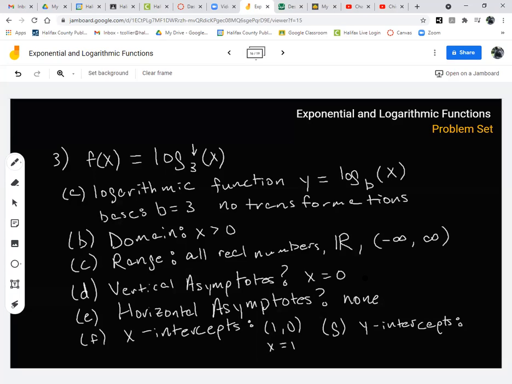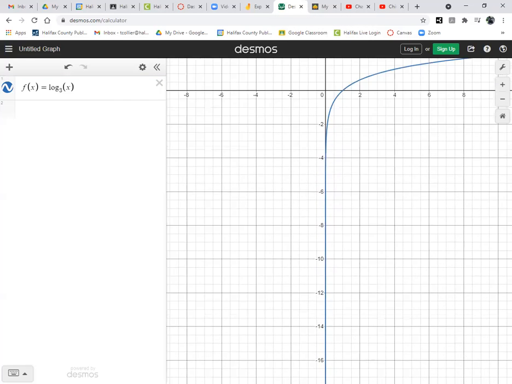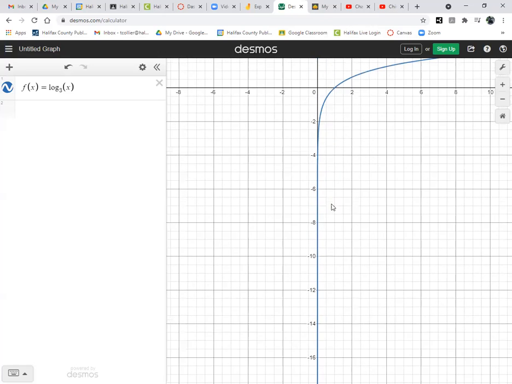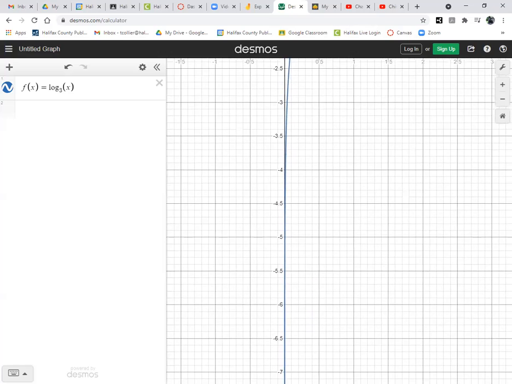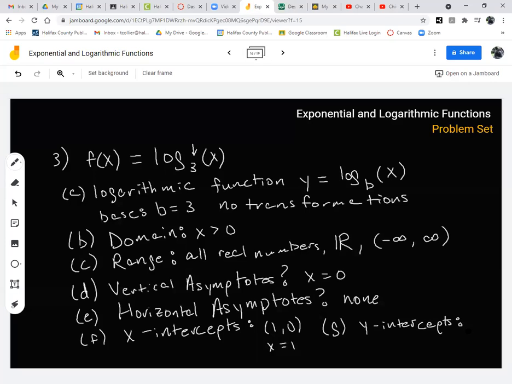Okay, but where does the function cross the y-axis? That's going to give us our y-intercepts. Well, when we look at the graph, it never does, right? It never crosses the y-axis. It'll get very, very close to it, for sure, but it's never going to actually cross the y-axis. So that's why there's not going to be any y-intercepts. So I'm going to write none for that.